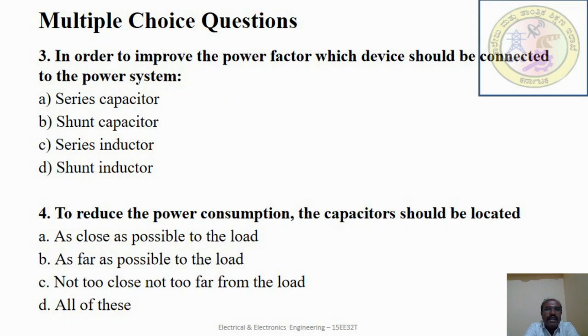Third question is, in order to improve the power factor, which device should be connected to the power system? Options are series capacitor, shunt capacitor, series inductor, shunt inductor. The answer will be shunt capacitor, because the shunt capacitor eliminates the reactive power and the power factor will be increased. That means it will inject the reactive power locally. That means the shunt capacitor is used to improve the power factor.